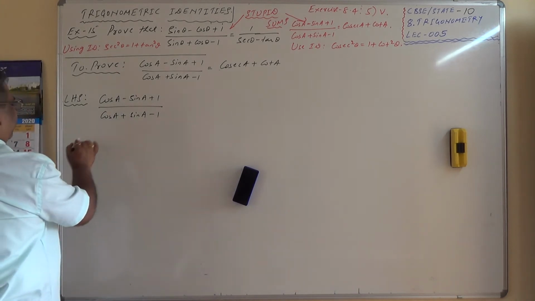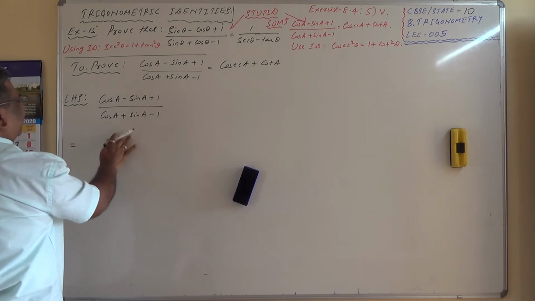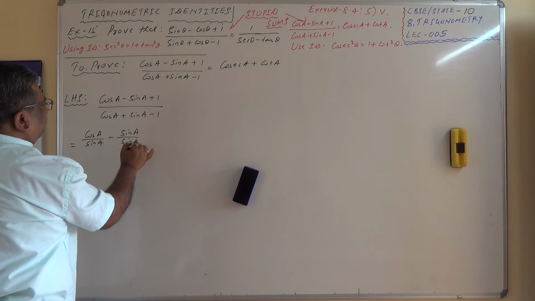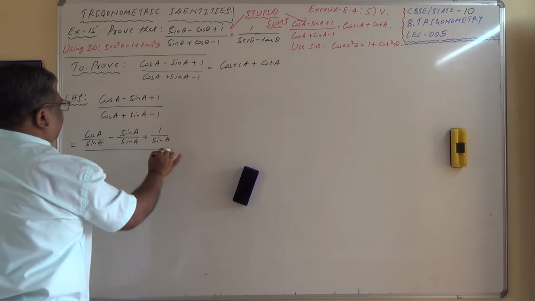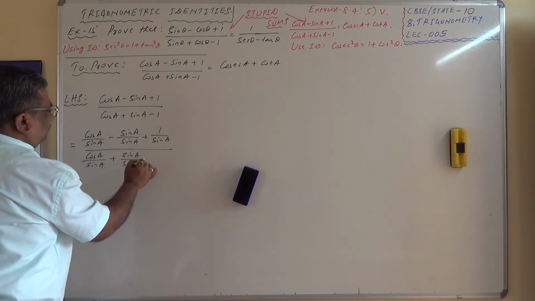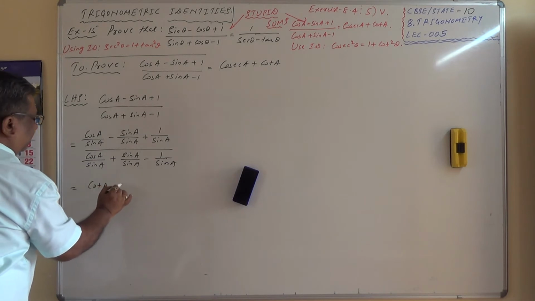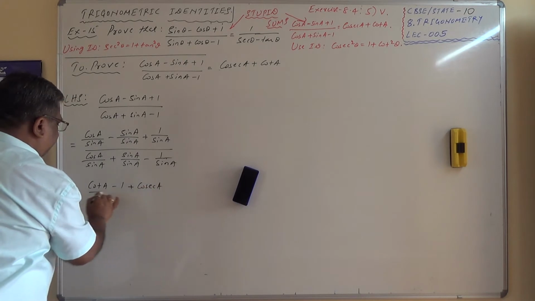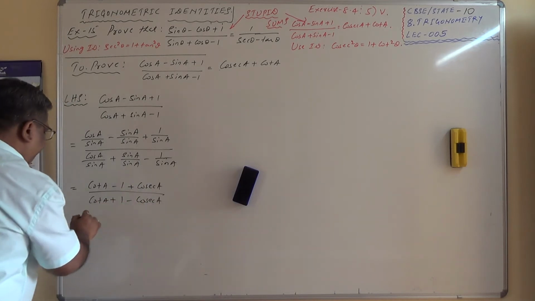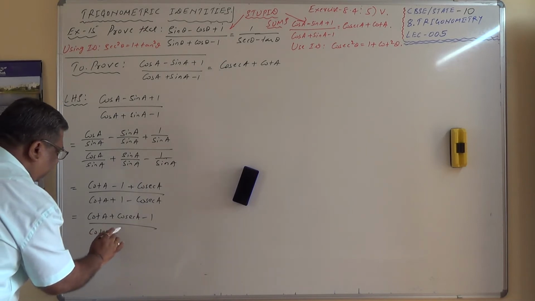So dividing the numerator and denominator by sin A, here I get cos A by sin A minus sin A by sin A plus 1 divided by sin A, the whole divided by the same with sin A, which equals cot A minus 1 plus cosec A, divided by cot A plus 1 minus cosec A. Rearranging the terms, cot A plus cosec A minus 1, divided by cot A minus cosec A plus 1.